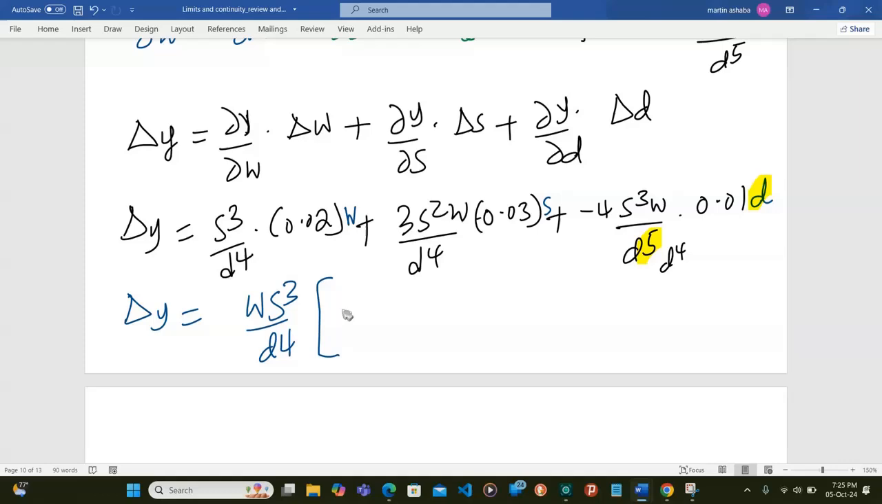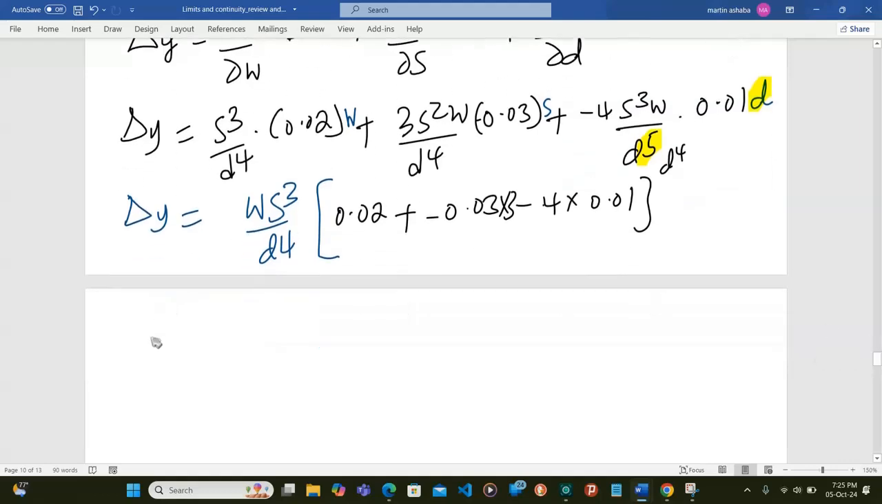So here I'll have 0.02, minus 0.03, then again minus, remember this is 9, so I'll multiply by the 3 here, so let me say 3, then minus the 4 times 0.01. So what does that become? The change in y will equal w s cubed out of d to the power 4 of what is it? This is 0.02 minus 0.09 minus 0.04. And I'm having negative 0.11.